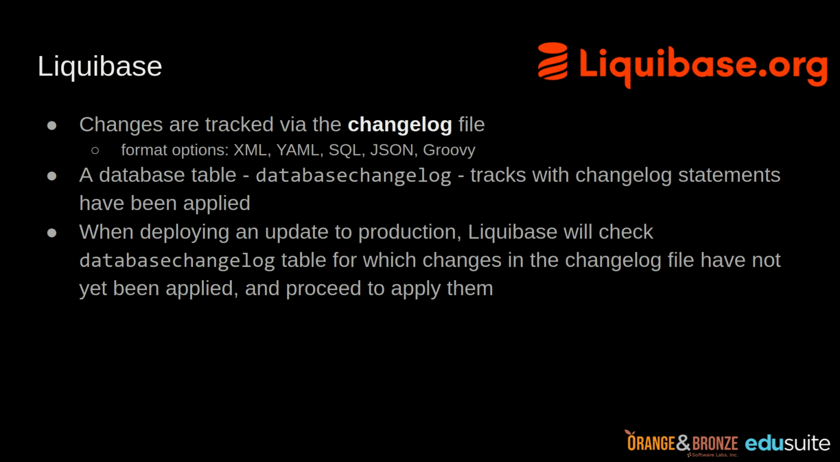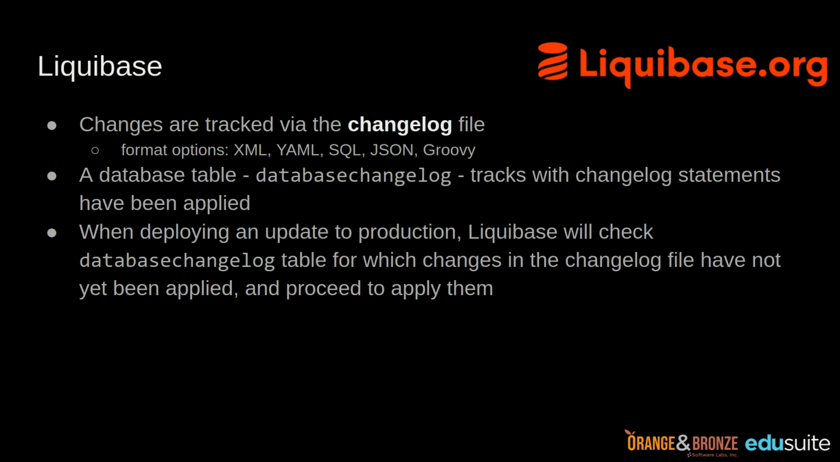Basically, what Liquibase does is, each change to the database is stored in what's called a change log file. So every change, you add a column or you create a new table, that's logged in a single file that becomes part of your version control. Liquibase uses multiple formats. I like to use the SQL format, but other formats are XML, YAML, JSON, or Groovy.